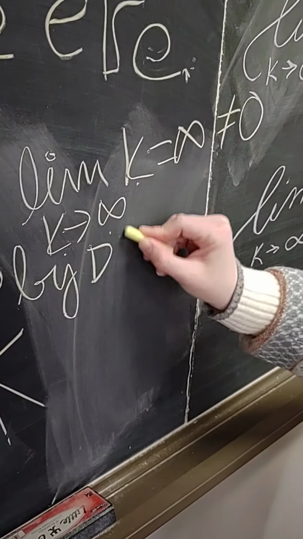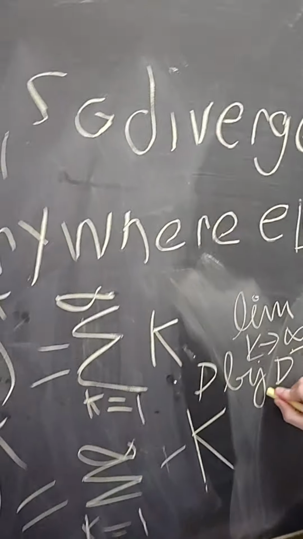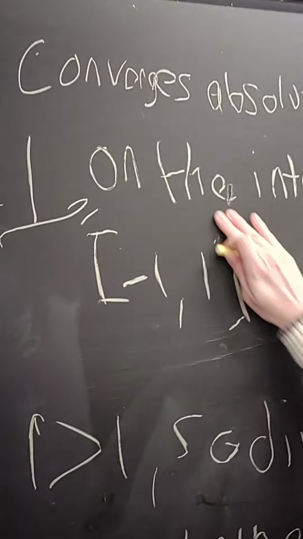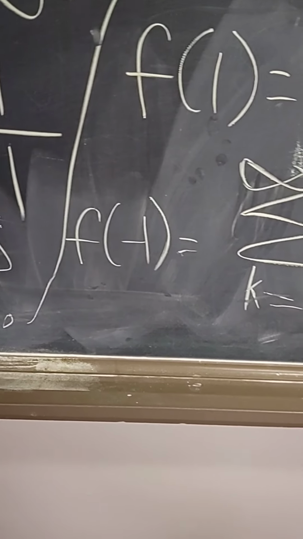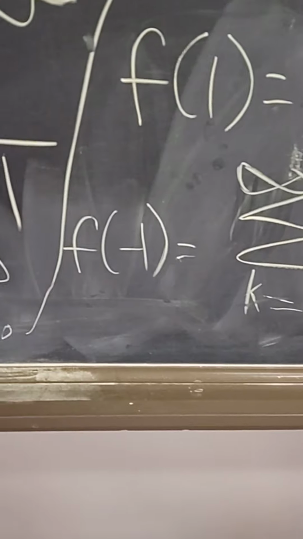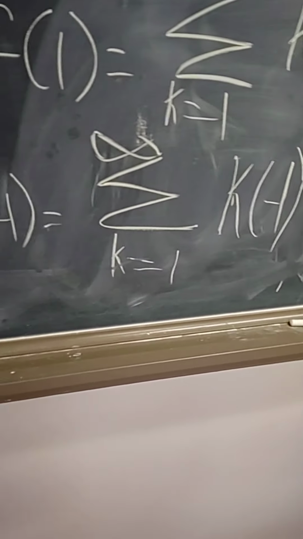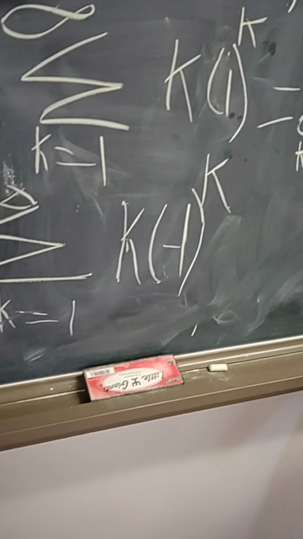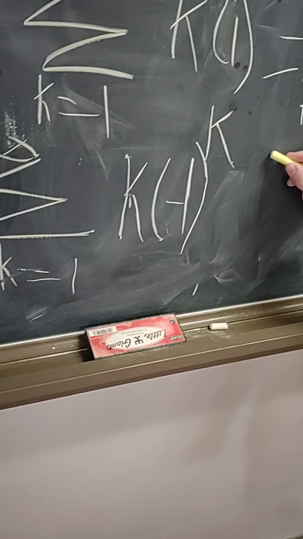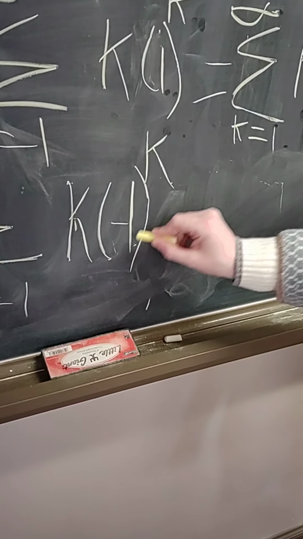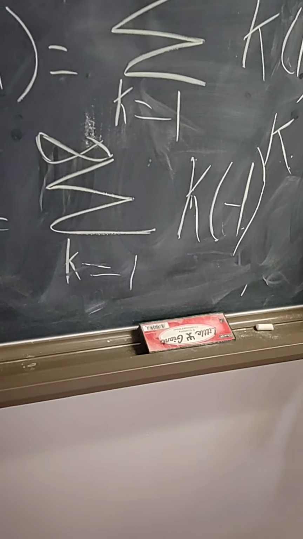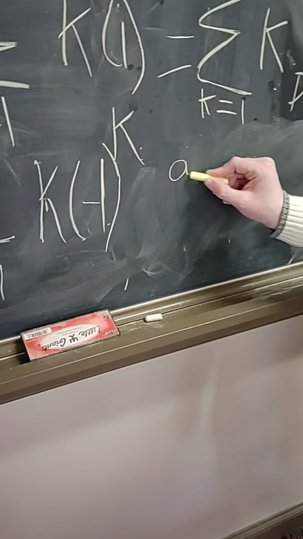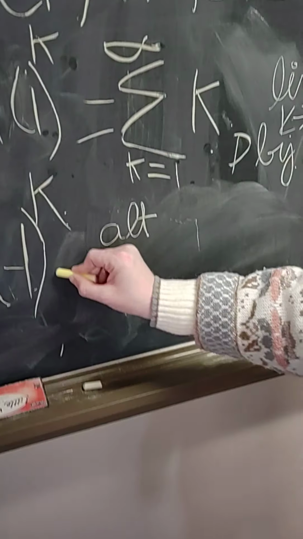Also, when you're checking endpoints, you want to tell me what test you used. So that means on my interval, this has to be open at 1. So let's check -1. Now we have k times -1 to the k, which is what kind of series? What does the -1 to the k tell you? We want to check if it's converging or diverging. Starts with an A. Alternating series. So it's alternating.